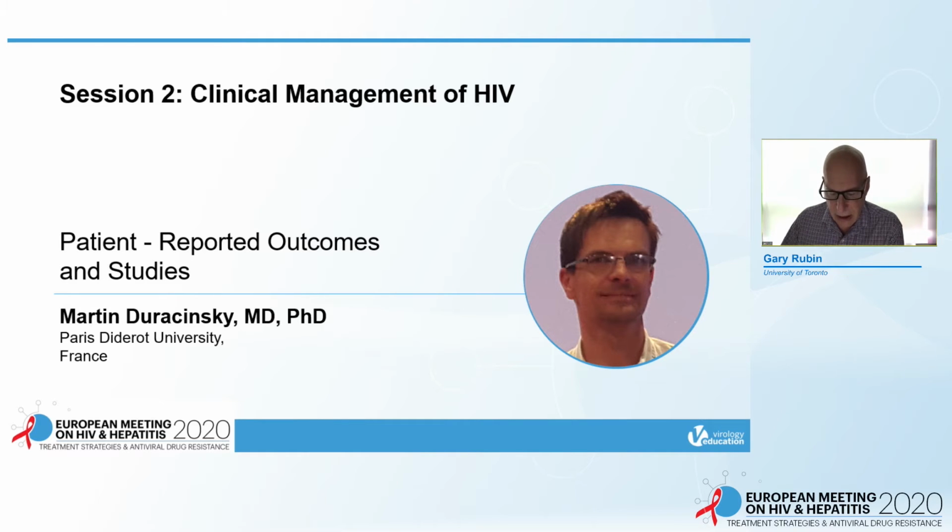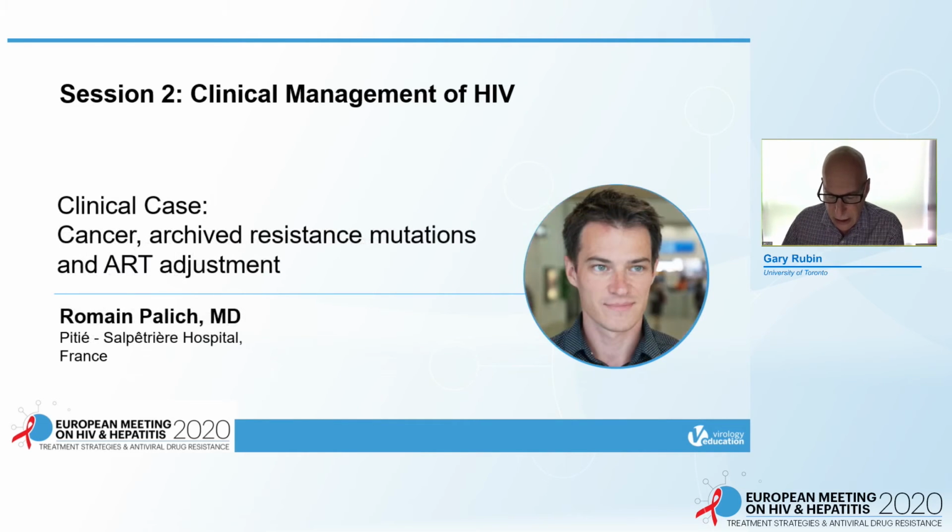Our next speaker is Dr. Romain Palich. Dr. Palich is an HIV clinician at the Pitié-Salpêtrière Hospital in Paris. He focuses on antiretroviral therapies, HIV reservoir resistance, and cancer in HIV patients, as well as PrEP. So a pretty encompassing portfolio. He's a member of the ANRS, and his research includes virology, epidemiology, and social sciences. And Dr. Palich is going to present a clinical case involving cancer, archive resistance mutations, and antiretroviral therapy adjustments. Welcome, Dr. Palich.